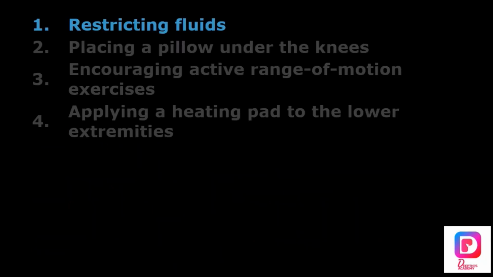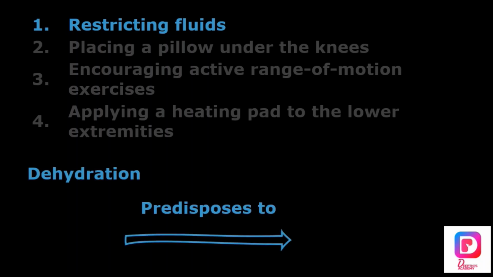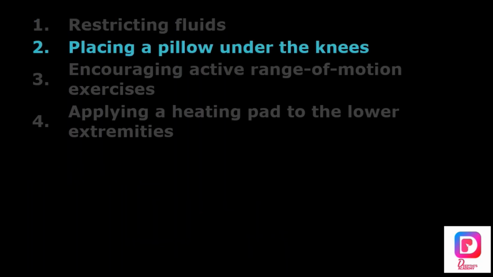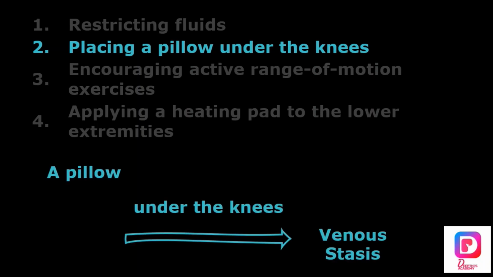Option number 1, restricting fluids. Keeping the client well hydrated is essential because dehydration predisposes to clotting. Hence, option number 1 is wrong. Let's see the second option. Placing a pillow under the knees. A pillow under the knee may cause venous stasis. So that also is a wrong answer. Let's move on to the third option.